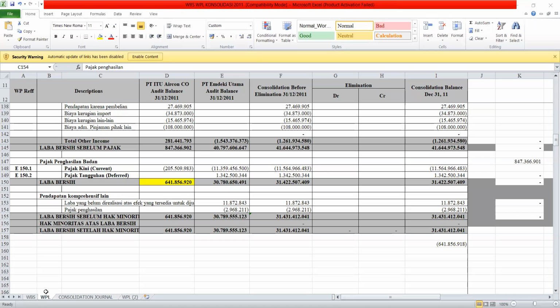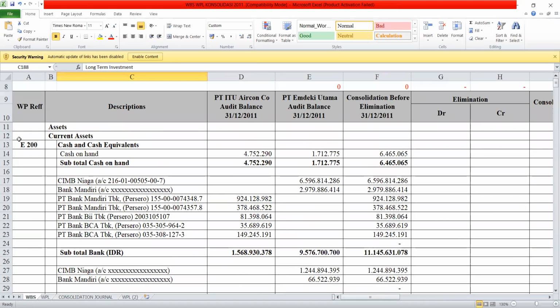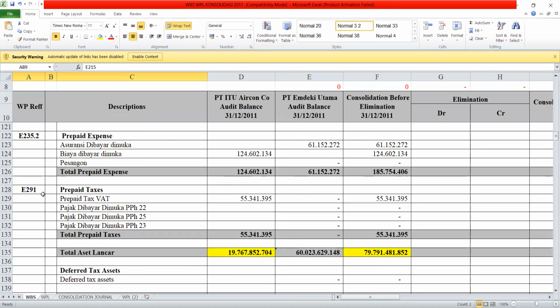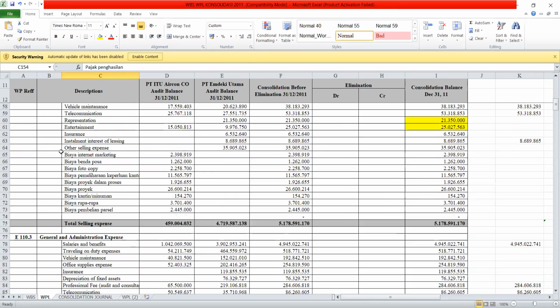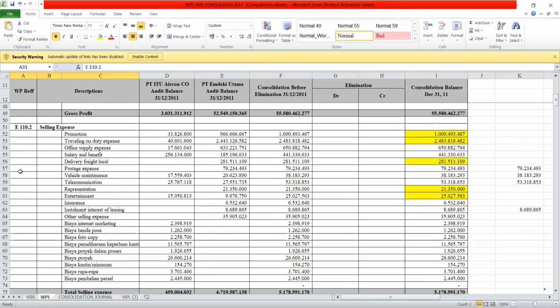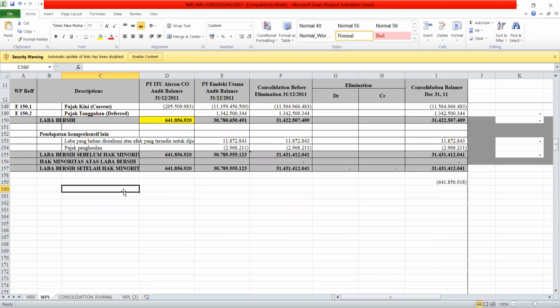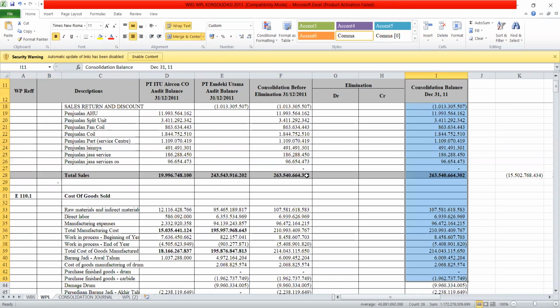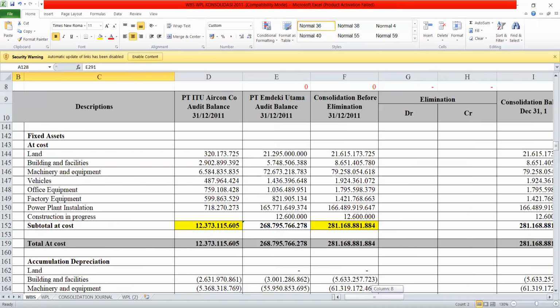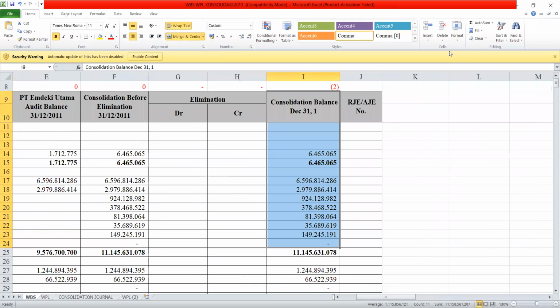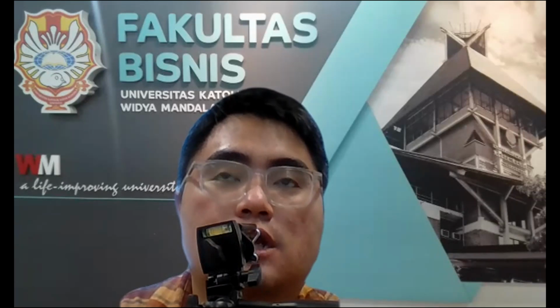So this is the working balance sheet and working profit loss. As you can see, this is the financial position accounts: the current assets, cash equivalent, other receivable, inventory, prepaid. In the working profit loss: the sales, COGS, selling expense, general administration expense, until income after tax. All of these numbers are after audit, after the adjustment, and the balance will be added to the audit report.